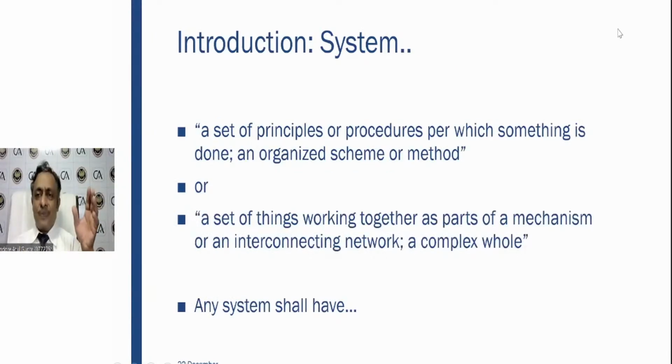So what is a system? A system is a set of principles or procedures per which something is done, or an organized scheme of things, methods that you are adopting to do. So that is your system. That is how systems are going to work: a set of things working together as part of a mechanism or interconnecting network, or a complex whole.